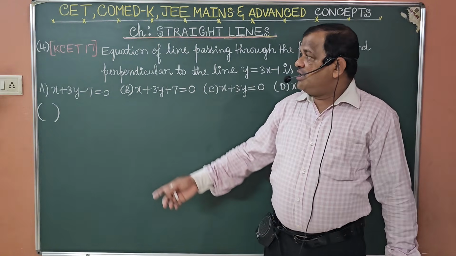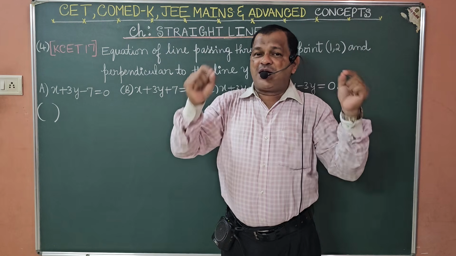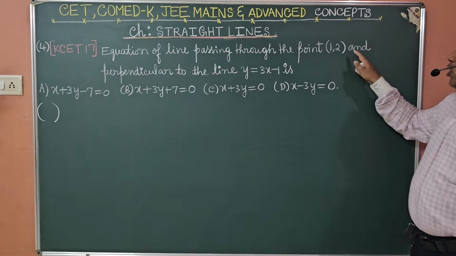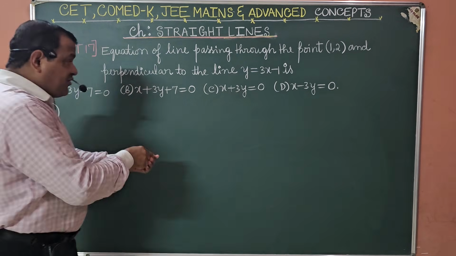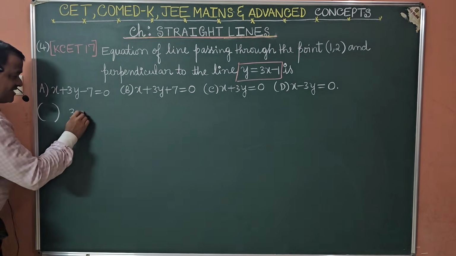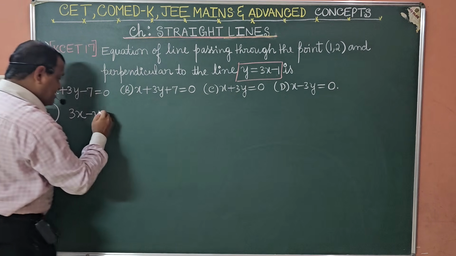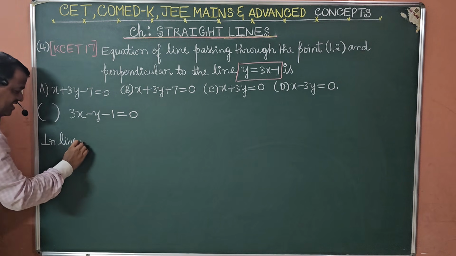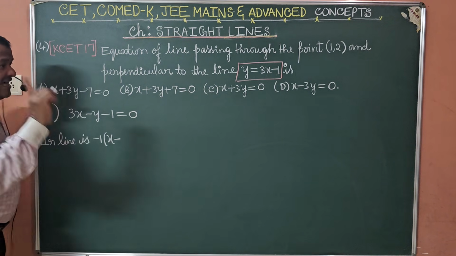So dear students, here is the fourth KCET question on the same short trick. And quickly read the question. Equation of line passing through the point 1, 2 and perpendicular to the line y equal to 3x minus 1. Say, first of all, modify the given line. So given line can be written 3x minus y minus 1 is equal to 0. Then the perpendicular line is, say, coefficient of y, that is minus 1 into x minus x1.